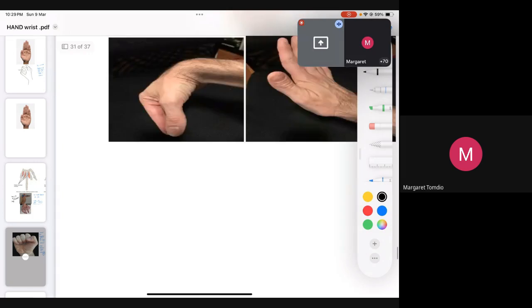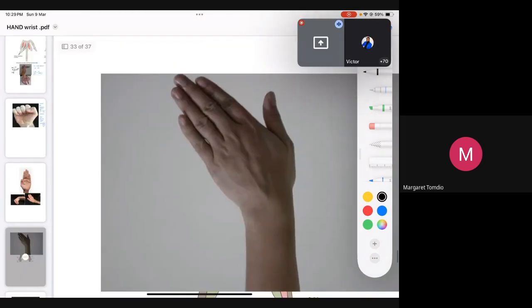We discussed wrist deviation. We discussed ulnar deviation and radial deviation. So how can one have ulnar deviation of the wrist? Can anyone just help me, please? Yeah, median nerve injury. Okay, perfect.